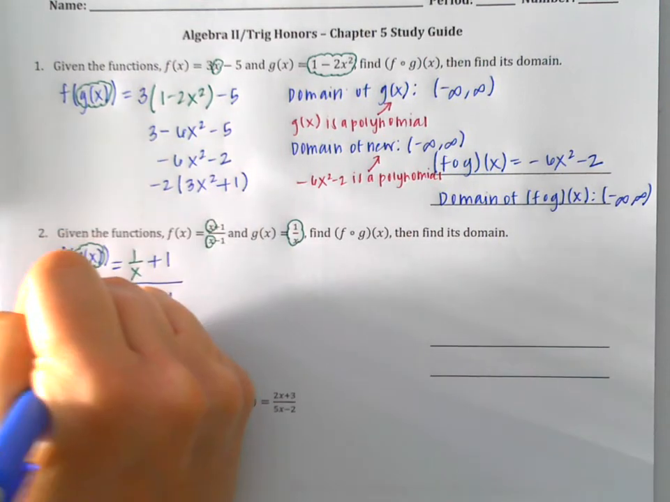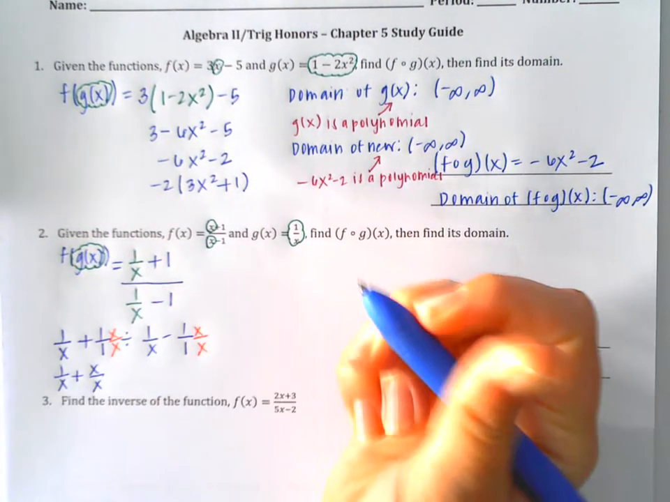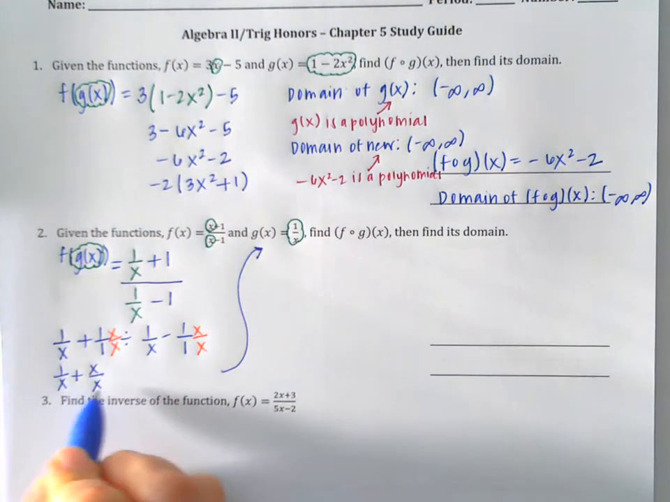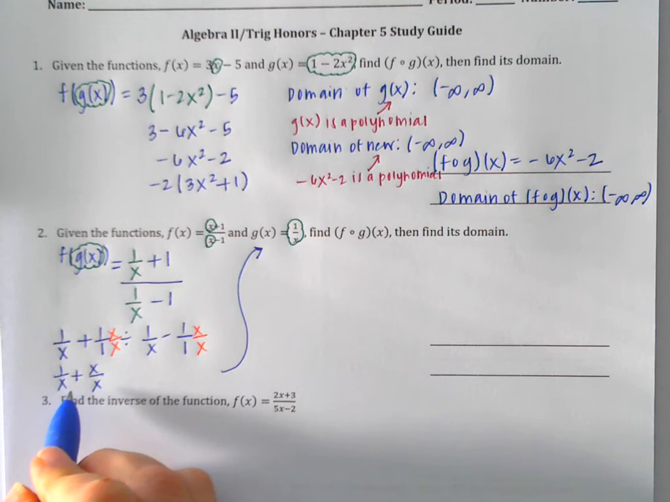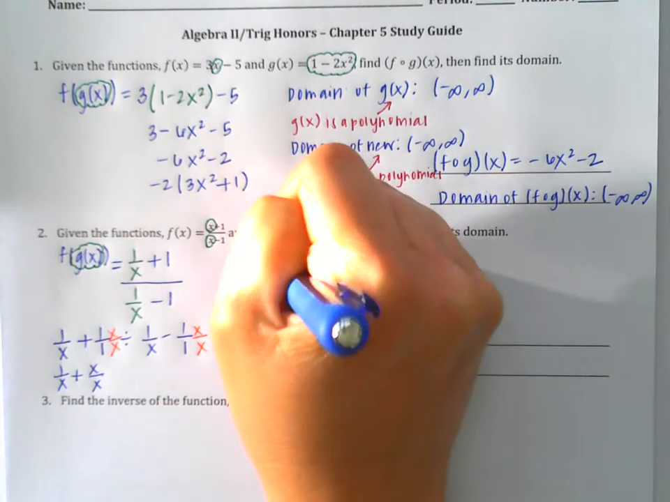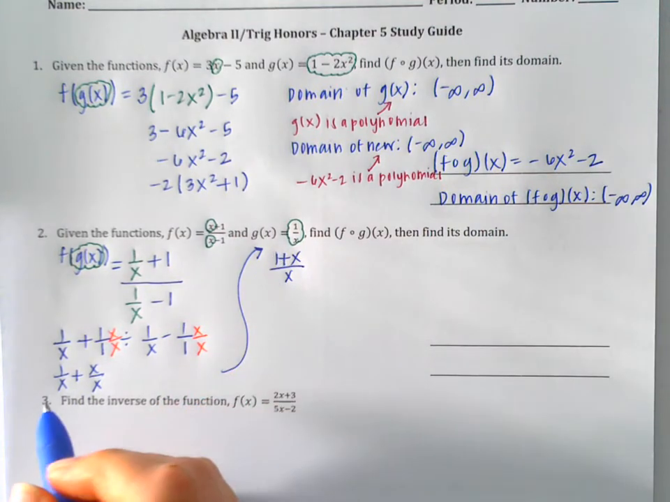So 1 over x plus x over x, which we're going to have to come up here. And then now that they have a common denominator, we can combine the top. So 1 plus x over x. And so now it's one fraction on the left side, and now I can deal with the right side.